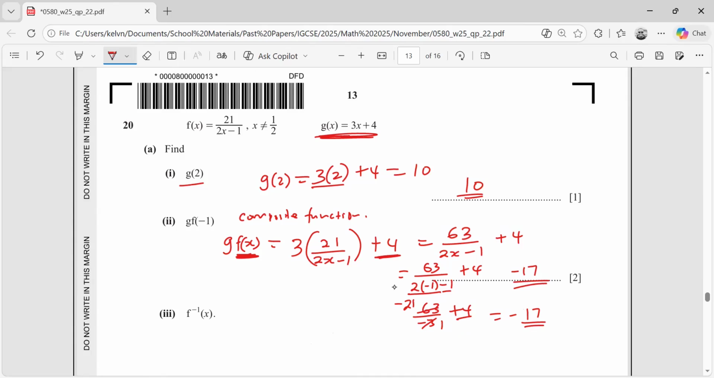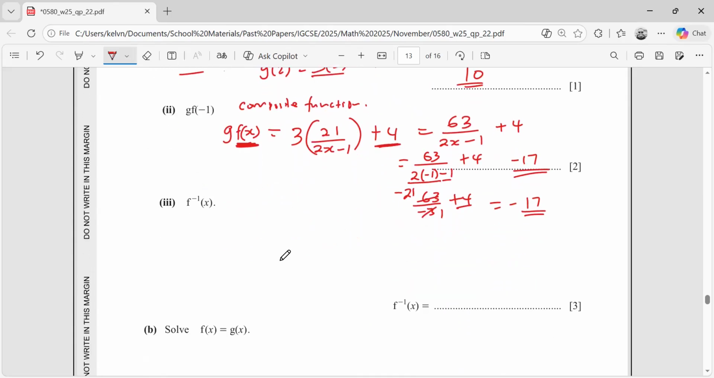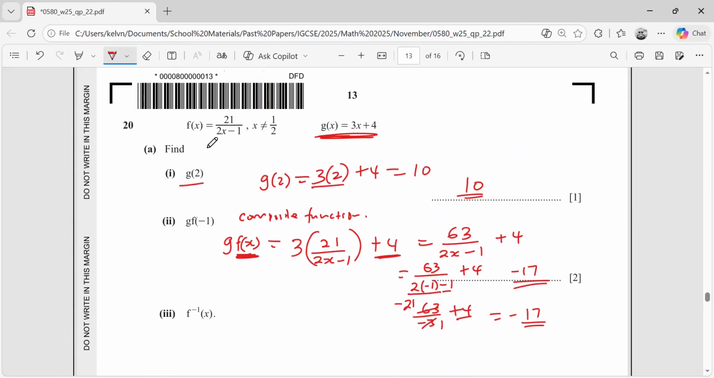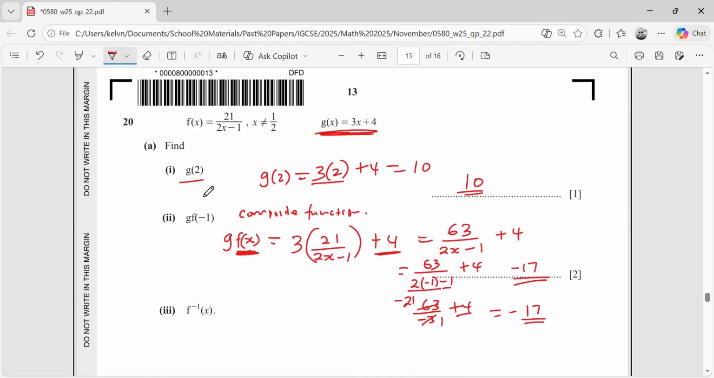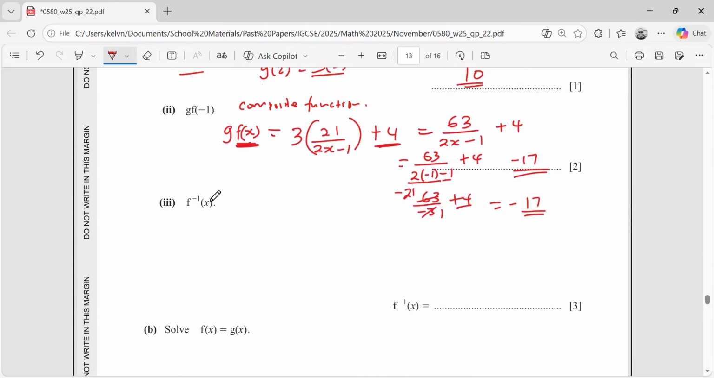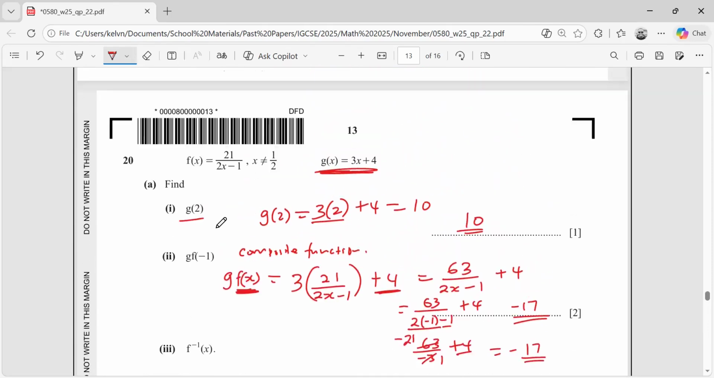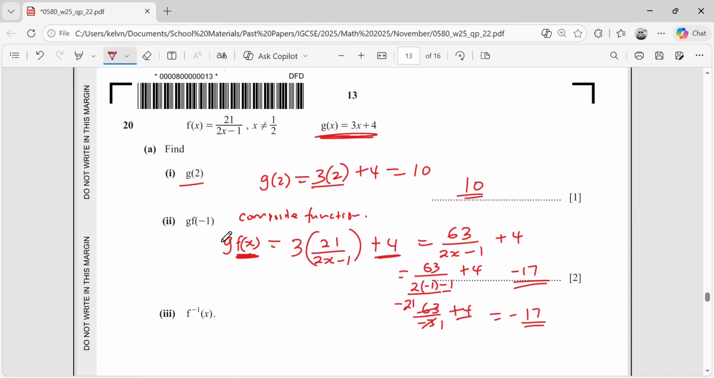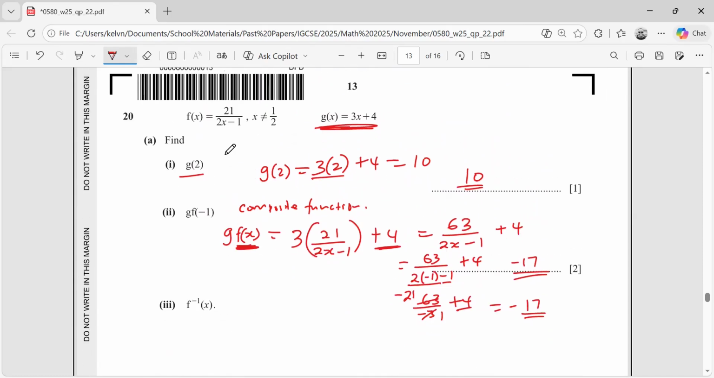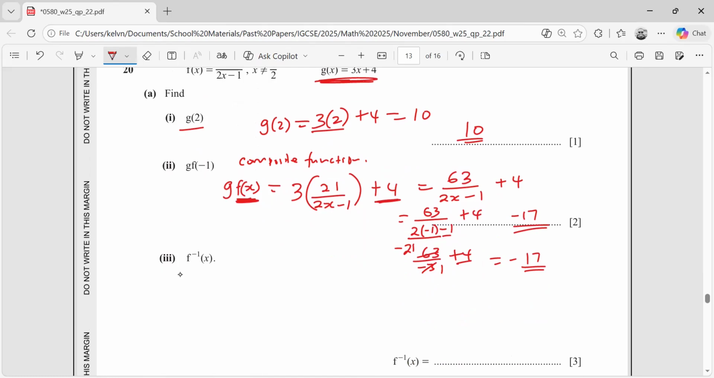And that's our answer. We're going to write negative 17 here as our answer. Now the other one is an inverse function. Actually this question is asking everything you need to know about functions, because we have composite function, and now we have inverse function. So the inverse function of f of x. We know f of x is 2 over 2x minus 1.